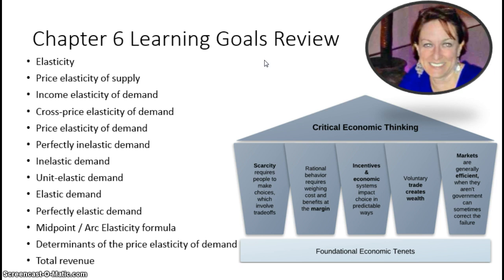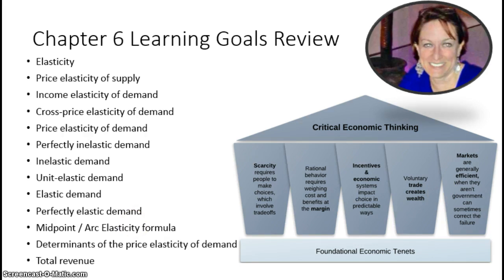We learned that the arc elasticity formula, also known as the midpoint formula, is the most consistent, easiest way to calculate price elasticity of demand. We also learned the various characteristics of goods that determine the price elasticity of demand, these determinants of price elasticity of demand. We also saw how the elasticity of a good can impact the total revenue earned from sale of a good, depending on how responsive consumers are to a change in the price.